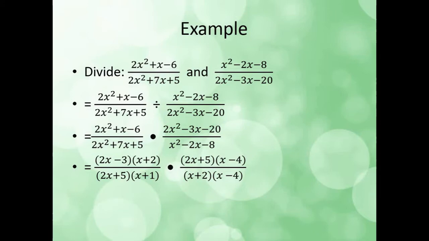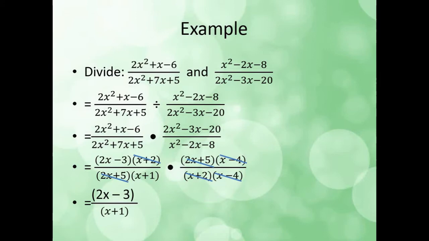We are now going to cancel x plus 2 since it is common to both numerator and denominator, and the same with 2x plus 5 and x minus 4. So this becomes (2x minus 3) over (x plus 1).